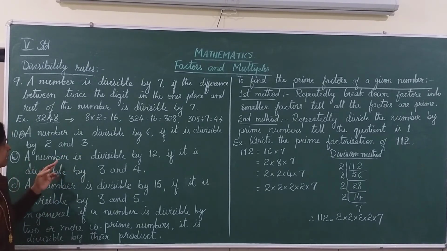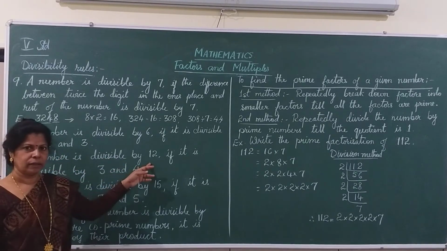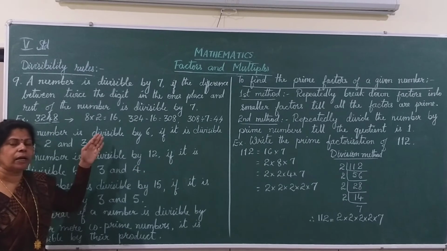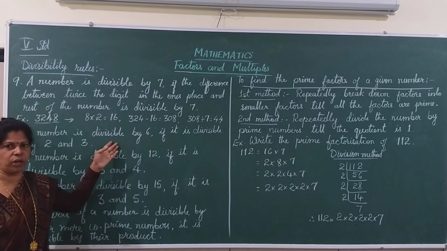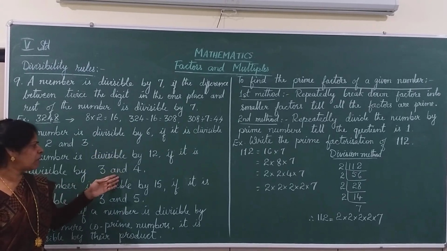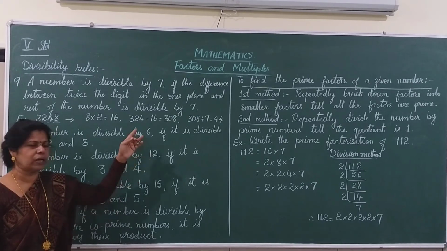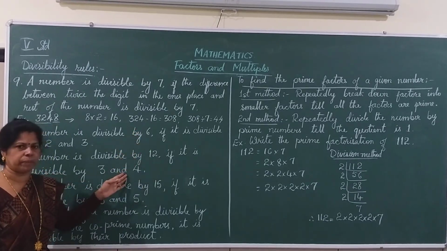Now you see, a number is divisible by 12 if it is divisible by 3 and 4. What's the rule for 3? What's the rule for 4? You have to see if they are holding good for 3 and 4, then it is divisible by 12. So already you have learned 3 and 4.